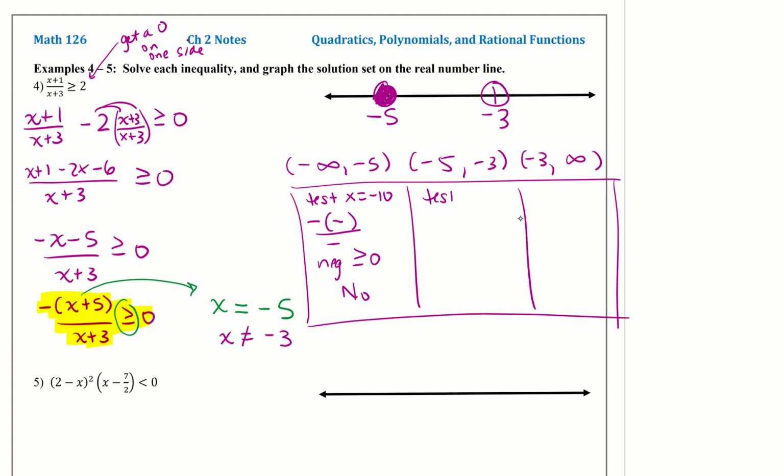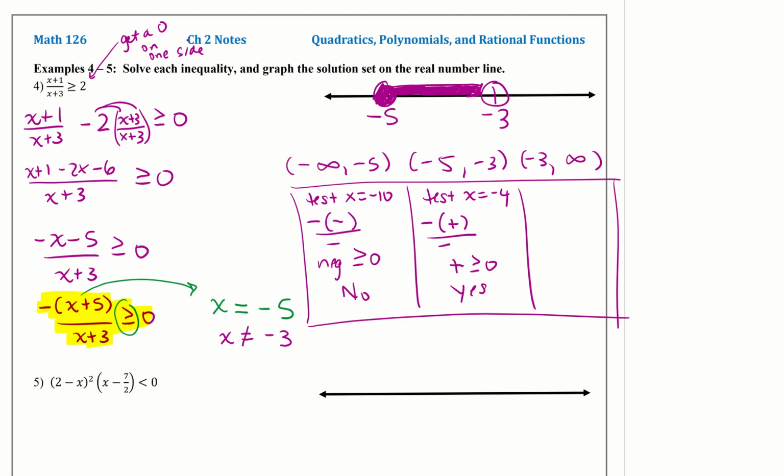If I test something in between negative 5 and negative 3, maybe I'll do negative 4. I'd have a negative times a positive over a negative. So I end up with a positive, which is indeed greater than or equal to 0. So I do want to shade in this region. Notice how one of those has an open circle, one has a closed.